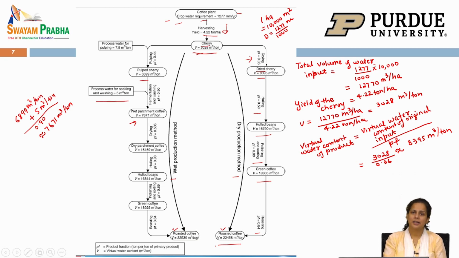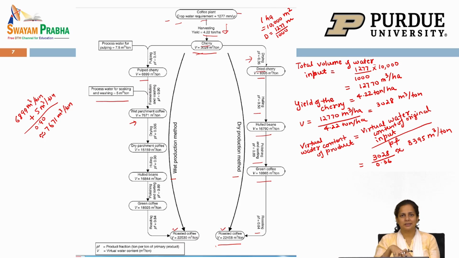So, the idea is that the amount of water that has entered the production cycle is the same unless you add additional processing water, and we assume that the same water that is supporting the production has not changed, and then we keep on calculating the virtual water content at each step as the virtual water content of the initial product divided by the product fraction, and that gives us the final virtual water content.